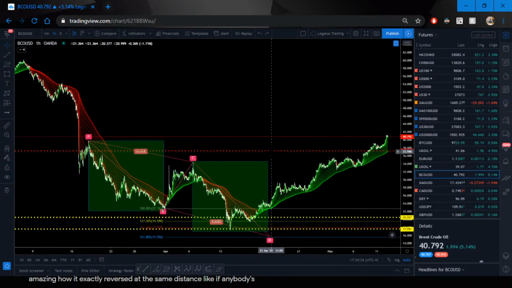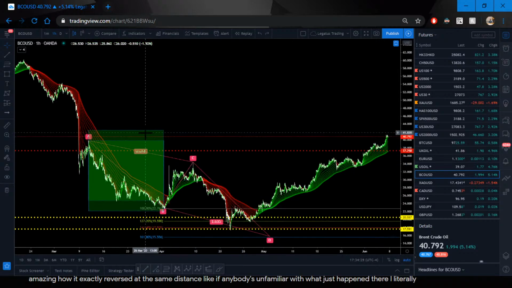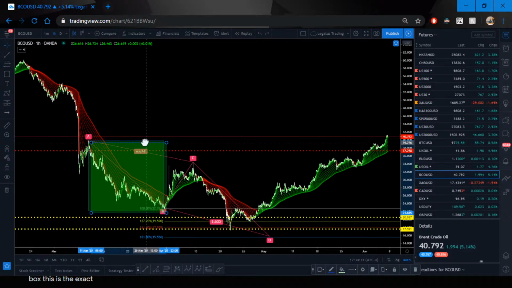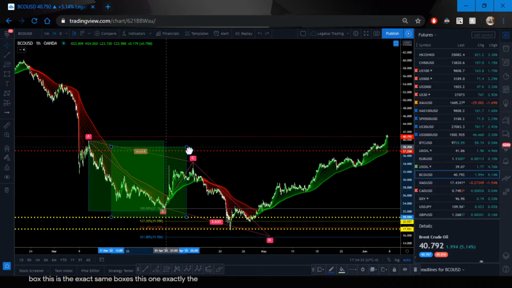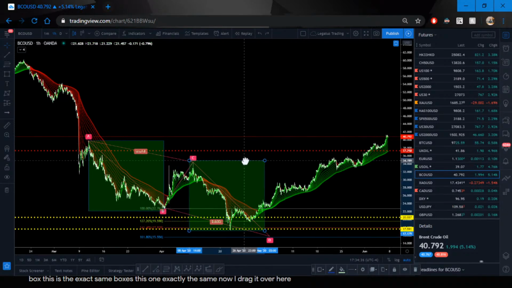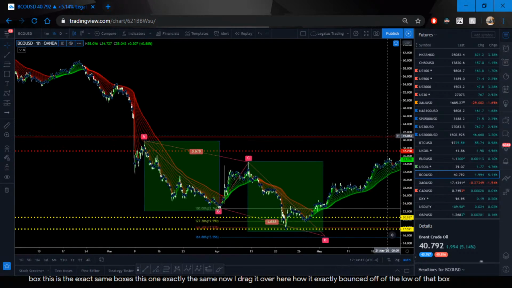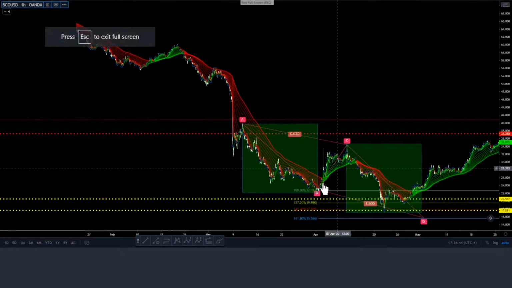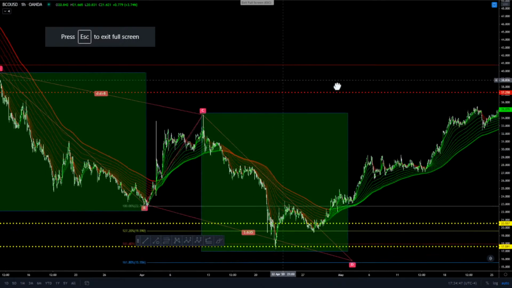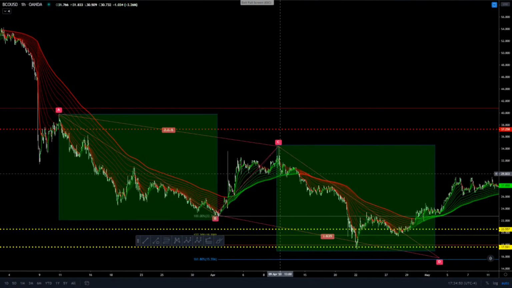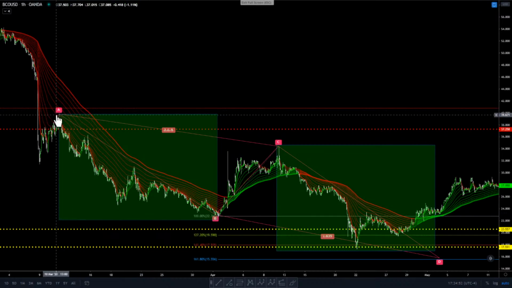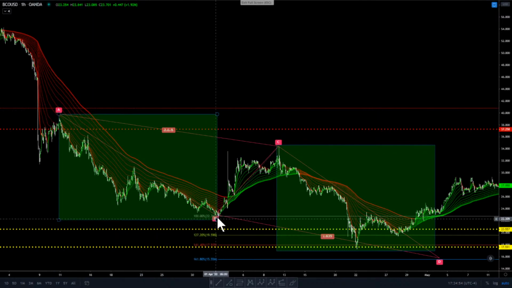If anybody's unfamiliar with what just happened there, I literally pasted the same box. This is the exact same box as this one. Exactly the same. Now I drag it over here and look at how it exactly bounced off of the low of that box. I don't know if it's clear or not here. Let me just zoom in. But yeah, the A to the B point, the same distance equals the C to the D point here.